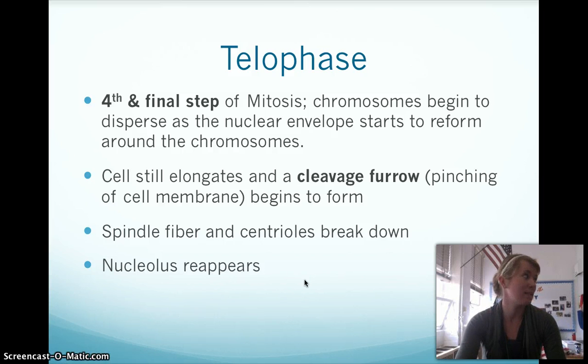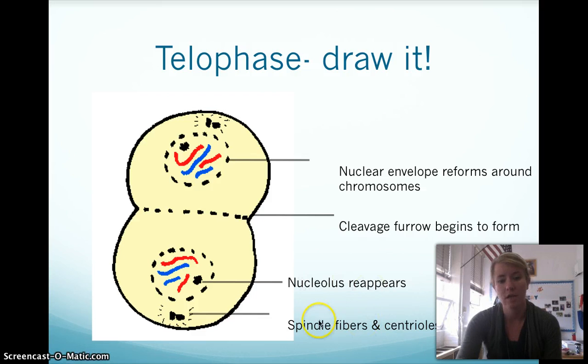And the spindle fibers and the centrioles break down because we don't need them anymore. We only need them for cell division. And then our nucleolus and our nuclear envelopes start to reappear. So that's what happens during telophase. So go ahead and draw it.